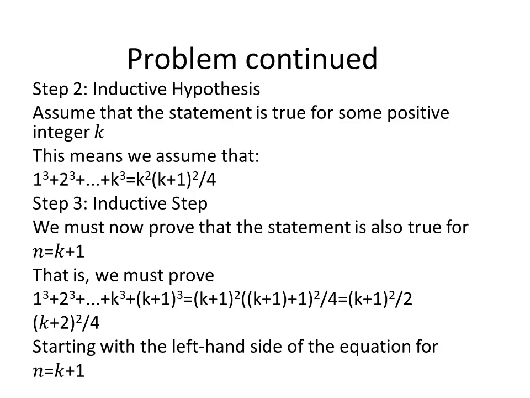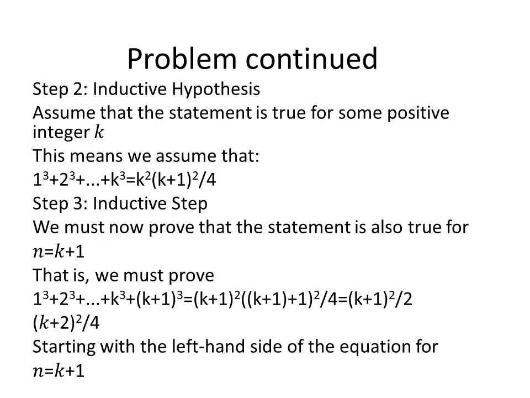From the previous step we move to the inductive hypothesis, that is the assumption step. Assume that the statement is true for some positive integer k. This means we assume that 1 cube plus 2 cube so on to k cube is equal to k square into k plus 1 whole square by 4. After this step we move to the inductive step.